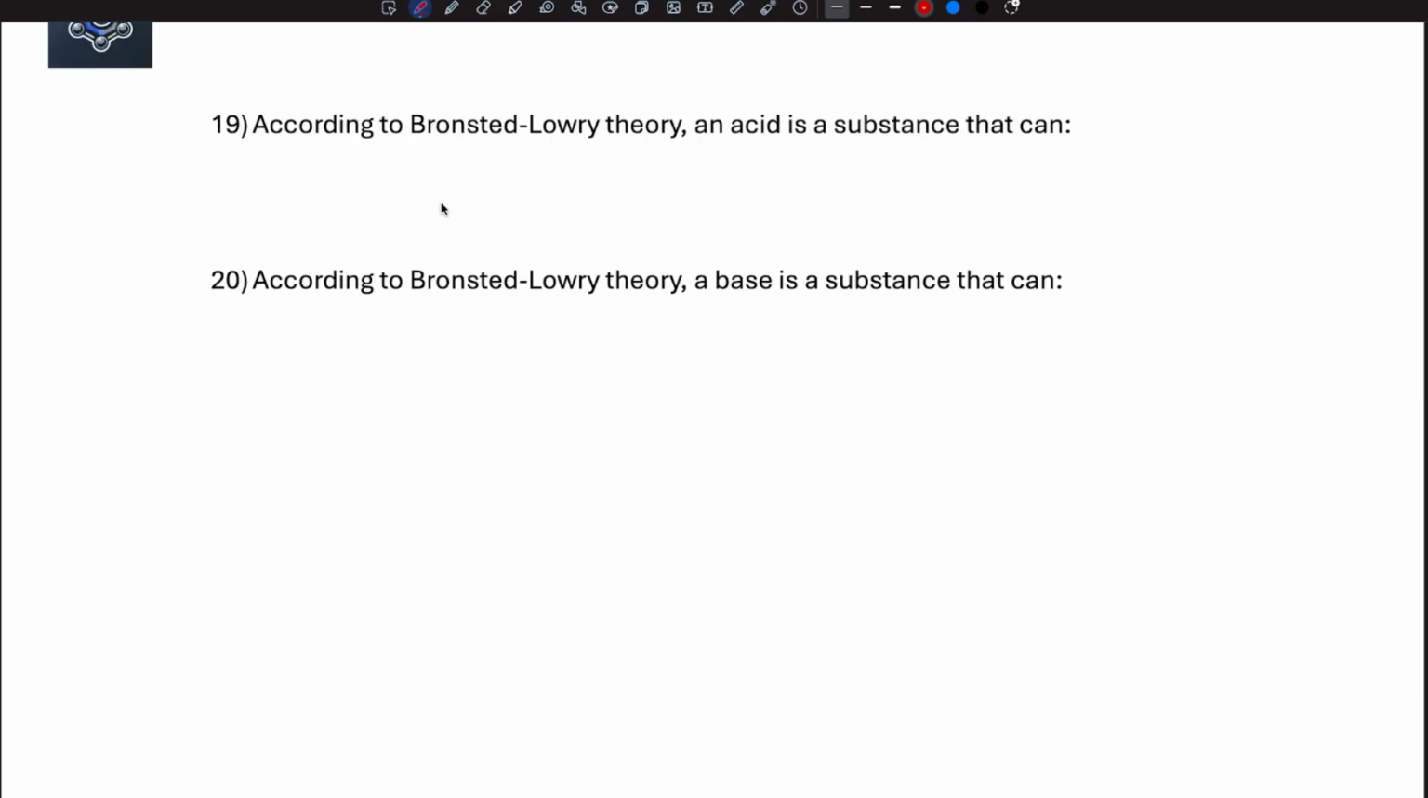And the last 2 questions, again, are summarizing this whole sheet that we've been doing with definitions. Again, you cannot repeat these definitions enough. They get really confusing, and so I really like to stress remembering definitions. According to Bronsted-Lowry theory, an acid is a substance that can donate a proton. And according to Bronsted-Lowry theory, a base is a substance that can accept a proton. These 2 questions conclude our worksheet on the Bronsted-Lowry acids and bases.